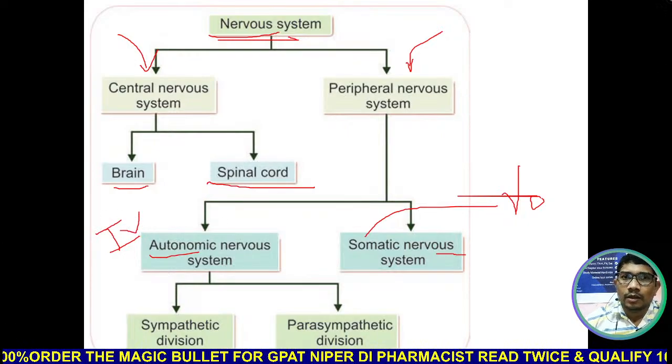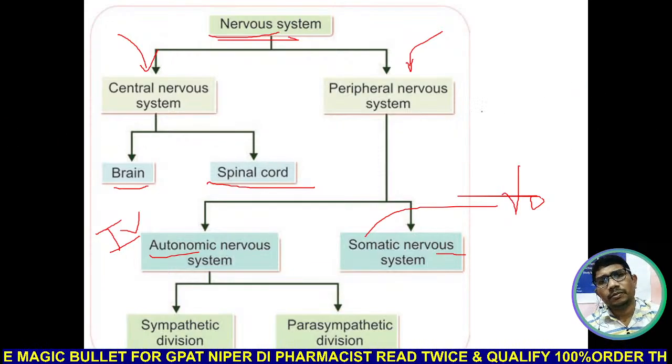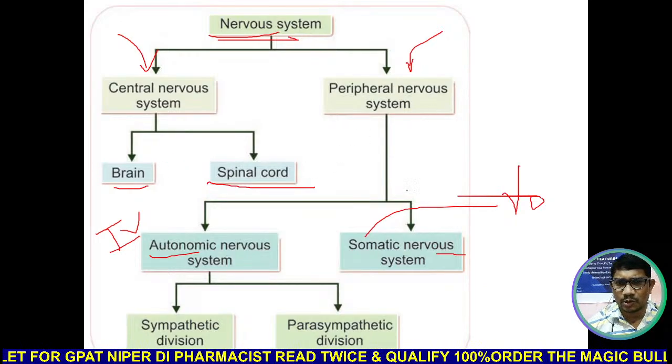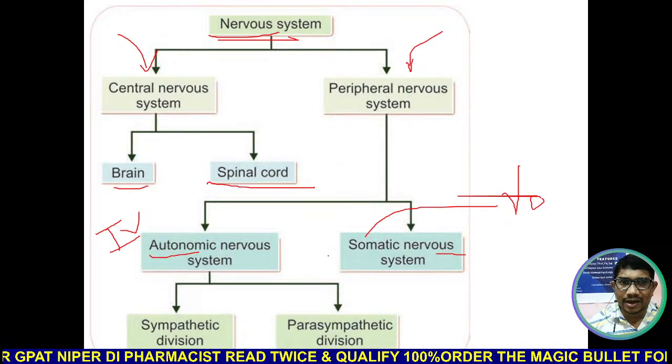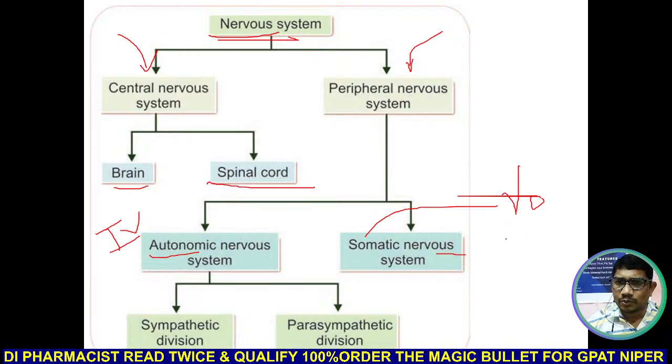The nervous system is divided into two types: central nervous system and peripheral nervous system. In the CNS you have the brain and spinal cord. In the peripheral nervous system you have the somatic nervous system and the autonomic nervous system. What is the somatic nervous system? It is under voluntary control.